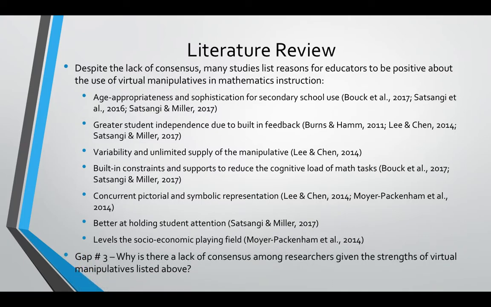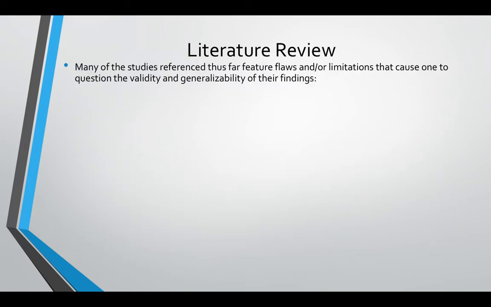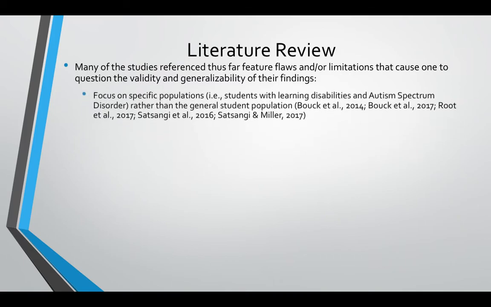My third gap is in the form of a question. Why is there a lack of consensus among researchers given the strength of virtual manipulatives listed above? The answer may be the fact that many of the studies referenced thus far feature flaws and or limitations that cause one to question the validity and generalizability of their findings. And here are some of these.